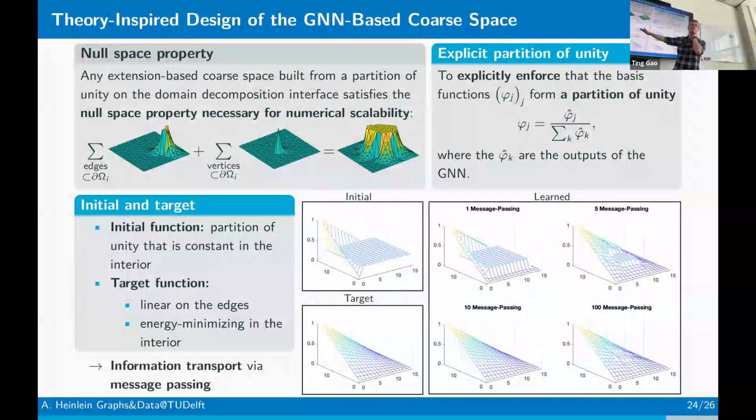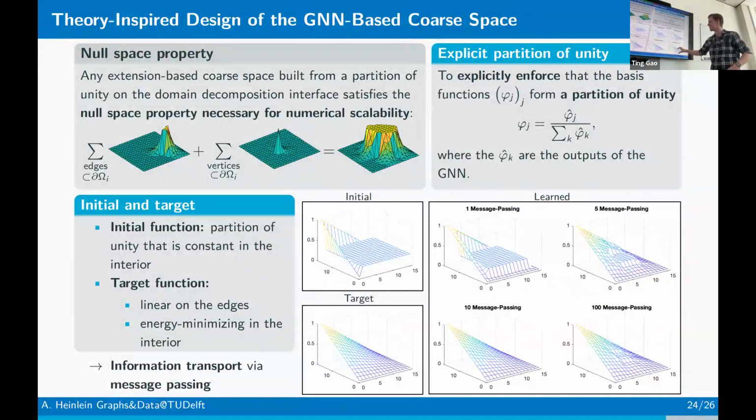So we have to give some initial guess, something that lives here in the interior. And then depending on how many message passing steps you get, you really see that the GNN is only able to learn the extension operator in the whole subdomains if you do enough message passing, or if you use a multi-scale graph neural network, which is also something we do in practice.